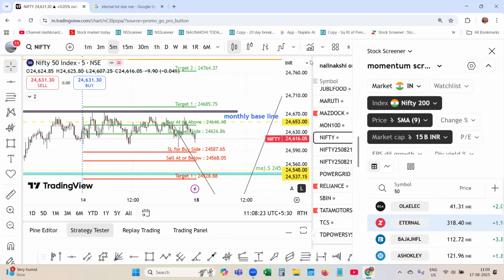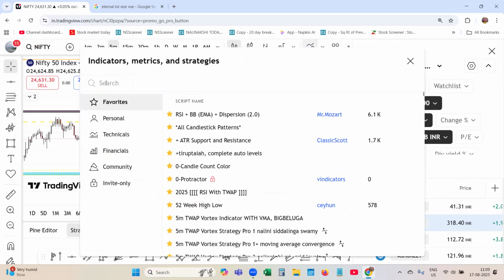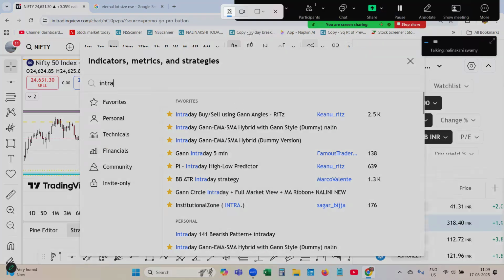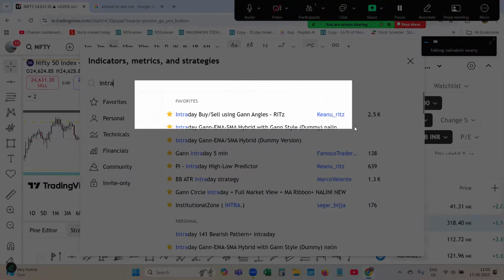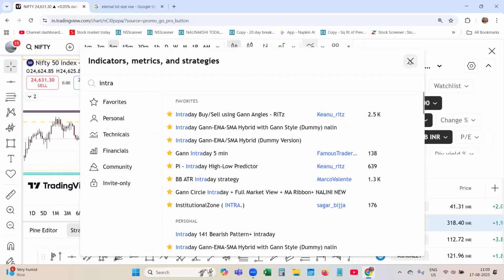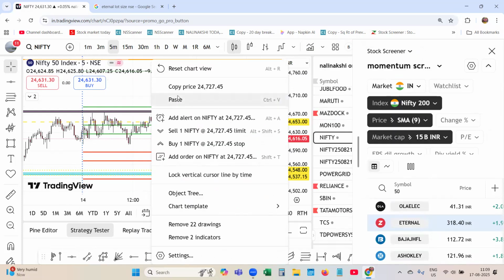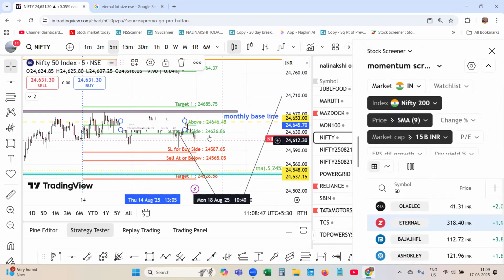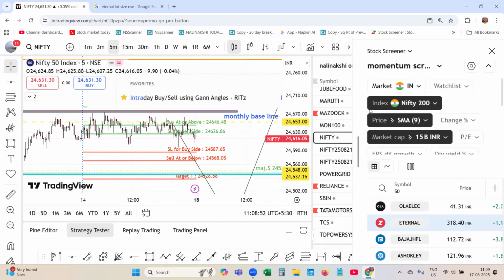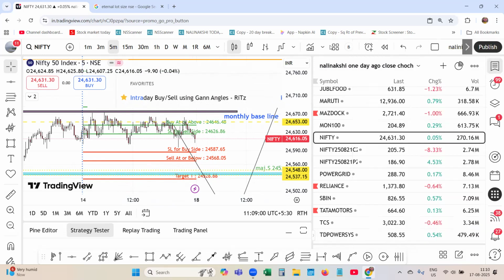Let me take the screenshot of that. This one, intraday, buy, sell, and paste it for you so that you will not forget. You will not ask me for that. Okay, I'm pasting it here. Okay, so that you will not miss it.